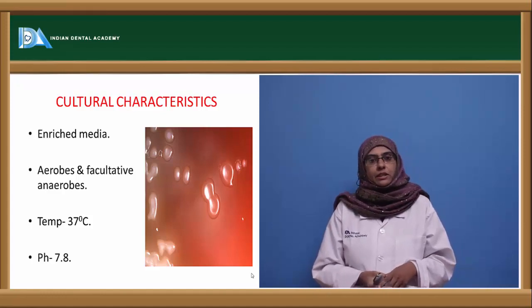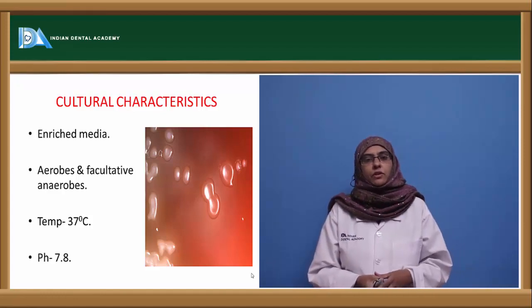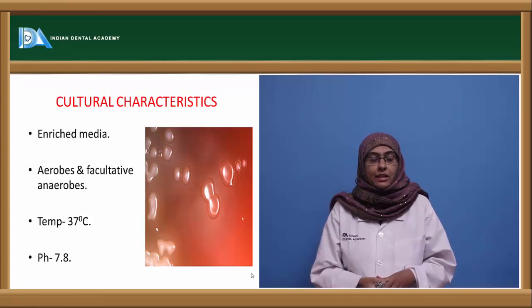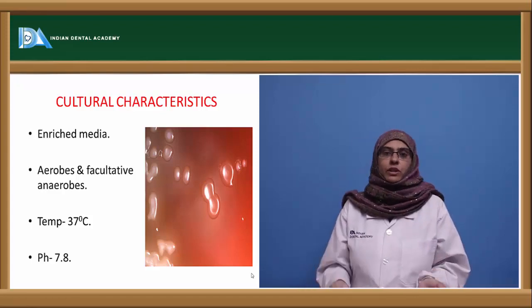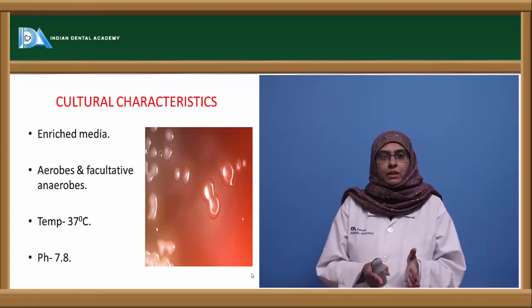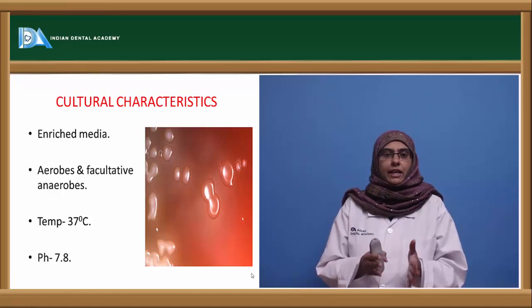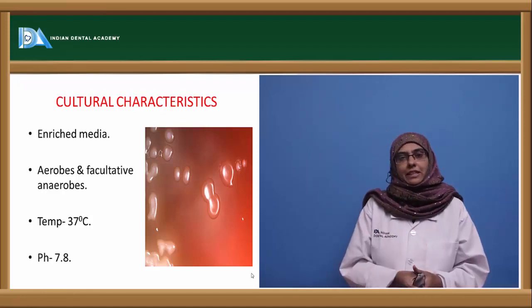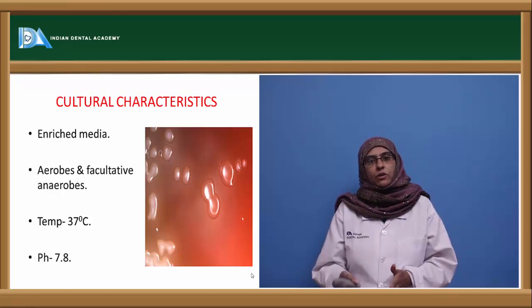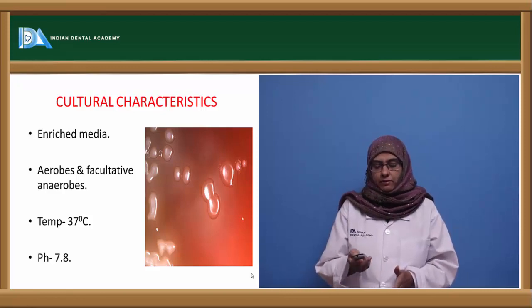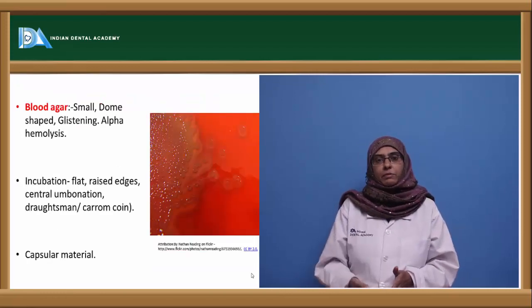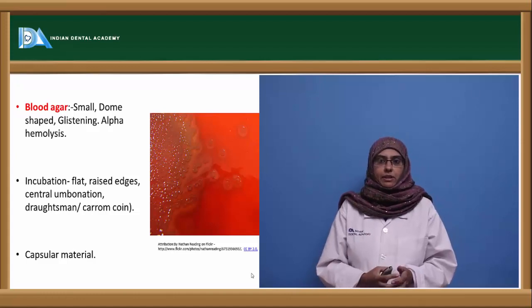The optimum temperature for the growth of this organism is 37 degrees centigrade, ranging from 20 to 40. So that is the optimum temperature where you can see the highest growth of this organism, around 37 degrees centigrade. The pH they grow at is around 7 to 8, or 7.8 is the optimum pH where you can isolate this organism in the media.